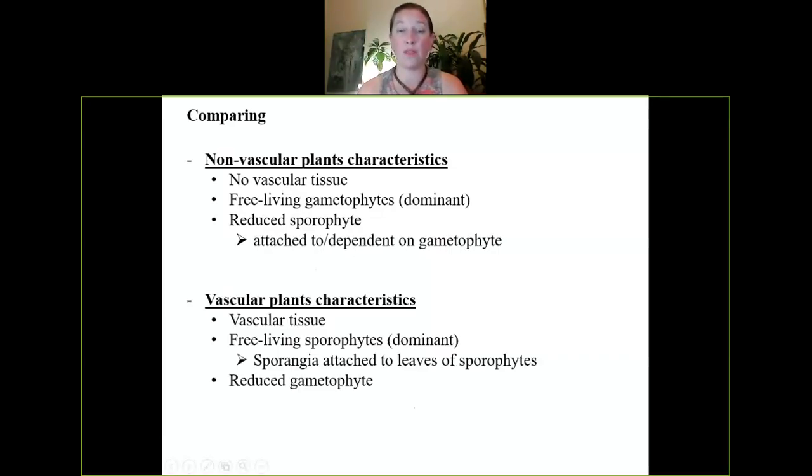So to compare that with vascular plants, the main difference between a non-vascular plant and a vascular plant is that vascular plants have vascular tissue. They have xylem and phloem. That's why we call them vascular plants. But in addition to that, there's some other things we can compare. Whereas the non-vascular plants had free-living gametophytes that were dominant, the vascular plants have free-living sporophyte plants that are dominant. So when you look at a vascular plant, chances are you're looking at the sporophyte plant, because that's the dominant part of that plant's life cycle.